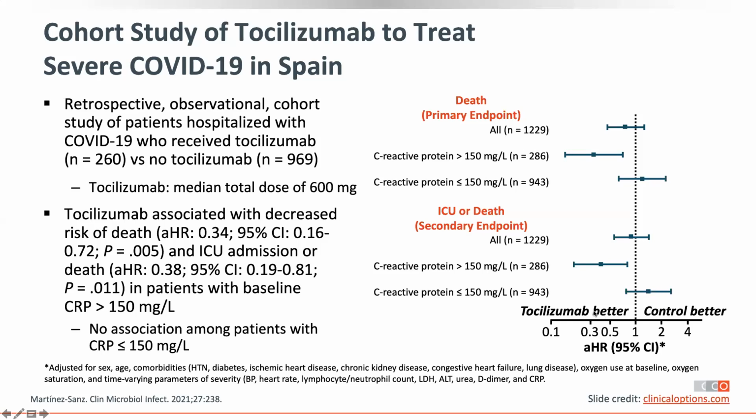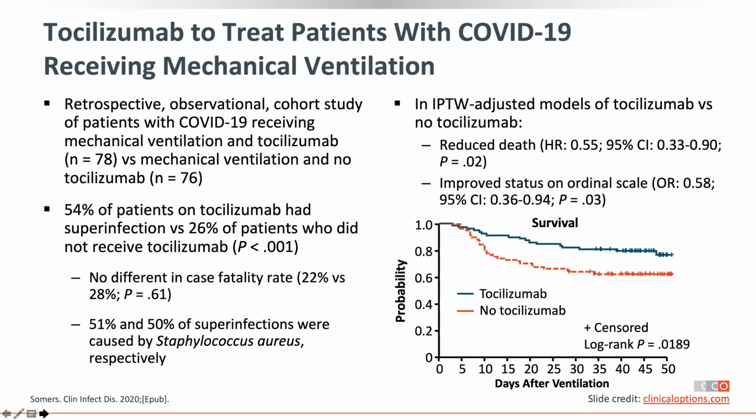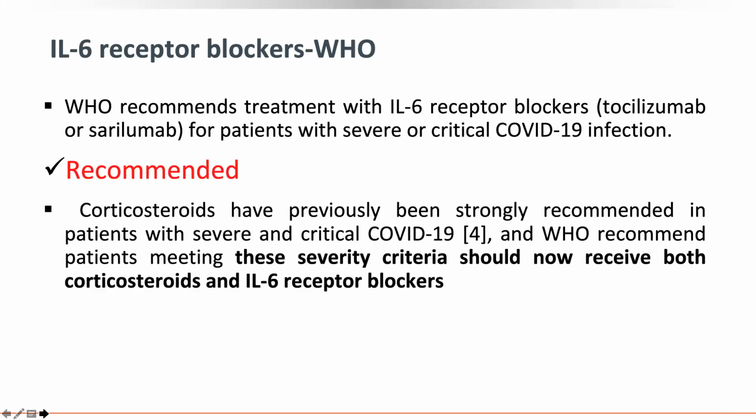And again, this is why we recommend the use of tocilizumab in those with severe infections whom you don't want to be mechanically ventilated, or those who you fear may die, or you fear may go on to mechanical ventilation. And for those on mechanical ventilation, you see as well that survival was better if given tocilizumab. WHO also does recommend treatment with the IL-6 receptor inhibitors, tocilizumab or sarilumab, and we are considering tocilizumab in our use.